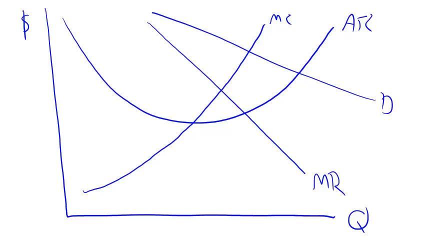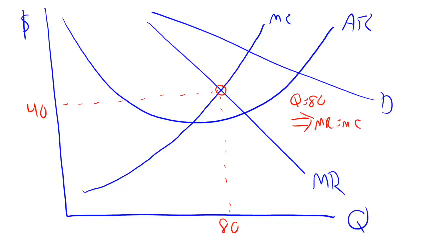Now the first thing we want to do is find the quantity that maximizes profit. So what we have to do to find that quantity is to find where marginal cost equals marginal revenue. And I've circled that intersection. The intersection of marginal cost and marginal revenue tells me that a quantity of 80 is the profit maximizing quantity. All right, Q equals 80 means that marginal revenue equals marginal cost. We can even put a number on that if we run across this way. Let's just say that's equal to 40, just for grins.